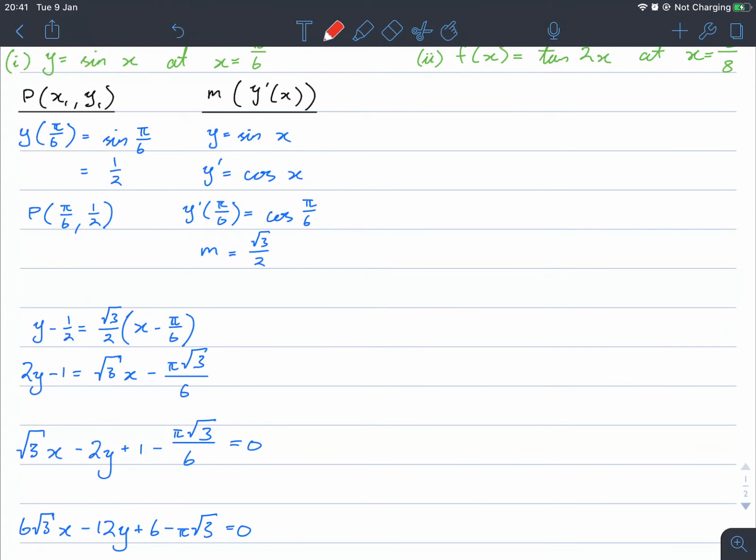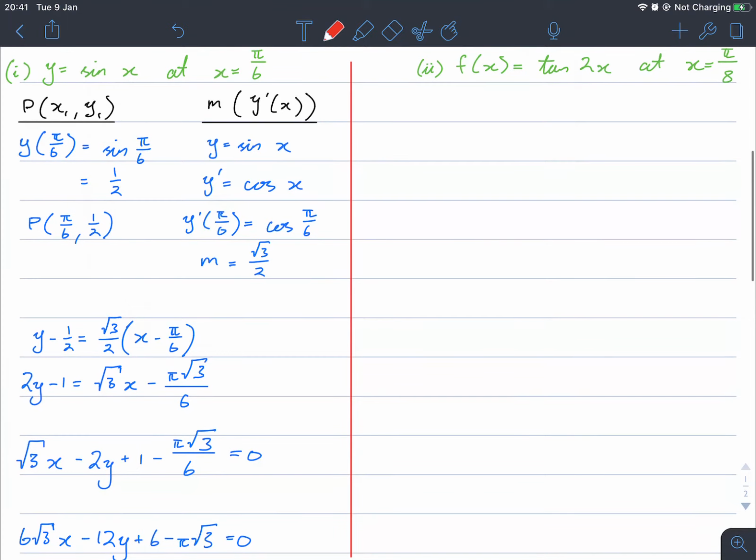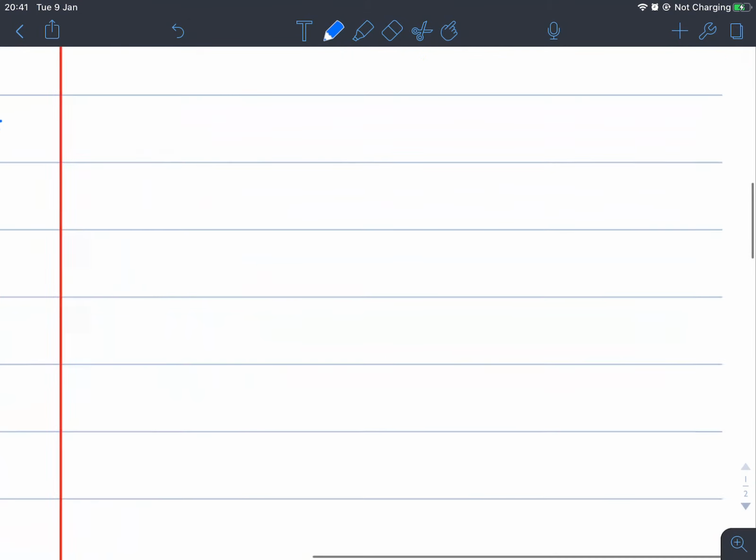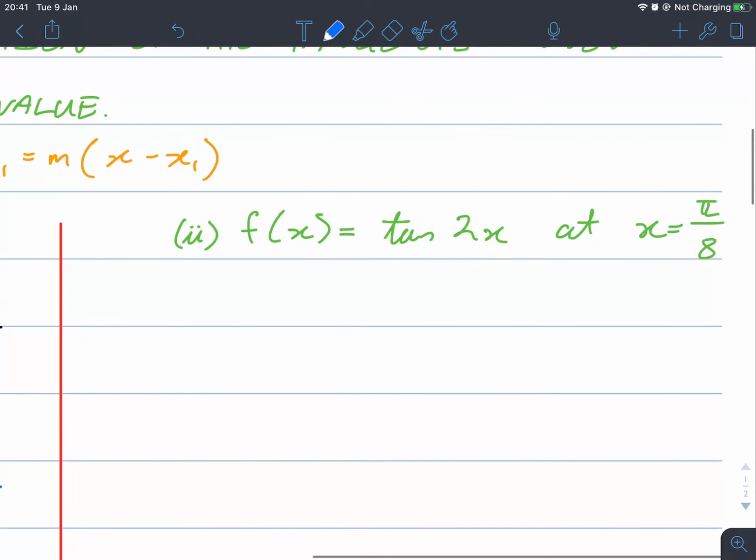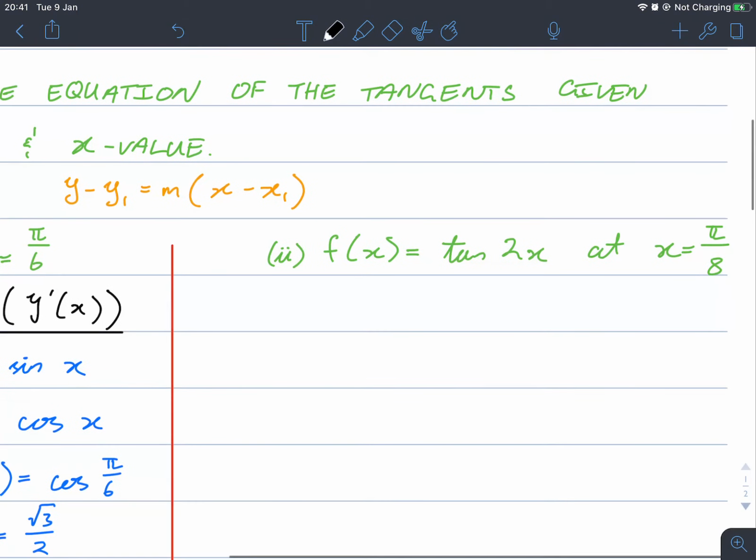Let's do my next example. You can follow along, you can pause it and give it a go yourself if you like. But I'm going to finish this question right about now. So once again, we have the x value here, and we need the y value. So let's start with that one. So P, x1, y1. So I know what I'm calculating here.